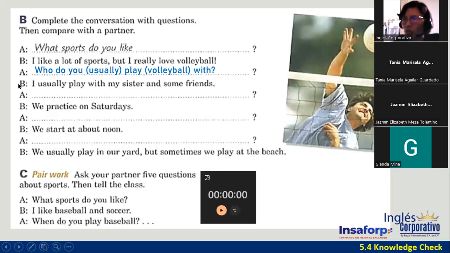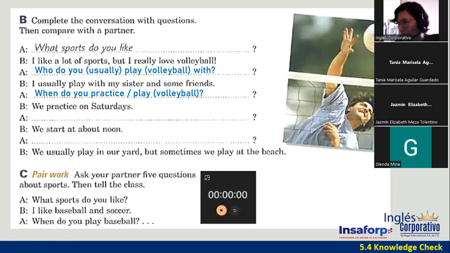What about the next one? Okay, dice la persona, I usually play with my sister and some friends. ¿Qué tal la siguiente pregunta? Jasmine? When do you play? Muy bien, exacto. Podemos hacerlo de la siguiente manera. Podemos decirlo como lo dijo Jasmine, when do you play? O también podemos decir, when do you practice? O podemos preguntar, when do you practice volleyball or when do you play volleyball? Cualquiera de todas esas opciones es correcta.